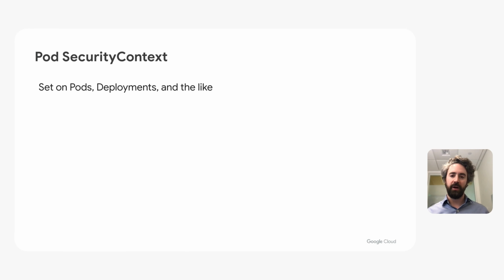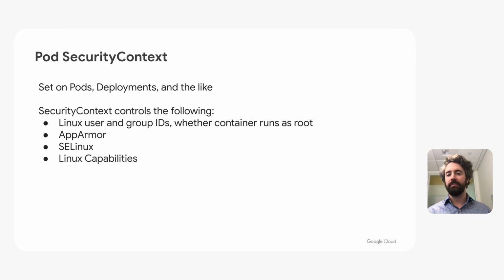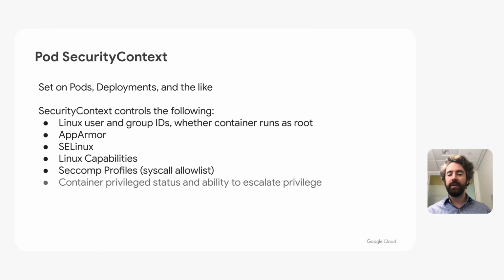You should set pod security contexts on your runnable Kubernetes objects. These include things like pods, deployments, and potentially jobs. Security context controls how your container runs on the Linux operating system. It may set the user group ID, control whether or not it runs as root. Other examples are that it may restrict syscalls or add SELinux or AppArmor. These are all good ways to ensure that your container runs as securely as possible on the nodes in your cluster.